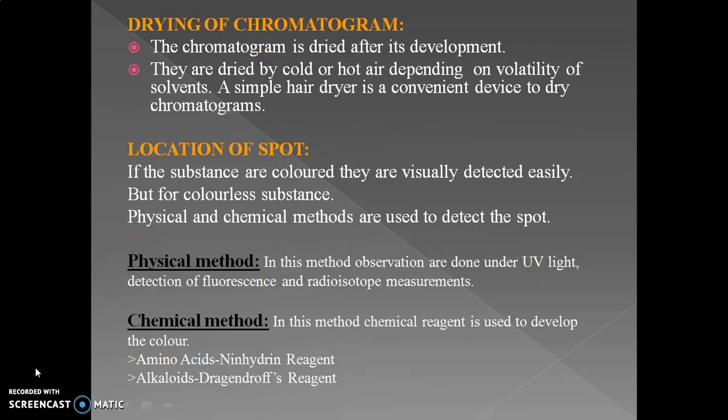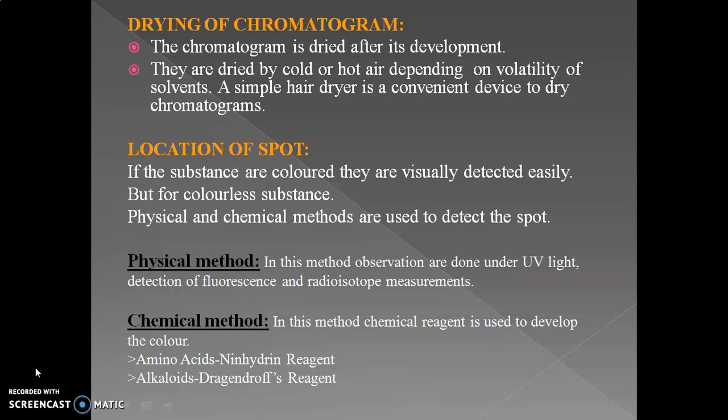Then how to dry? Drying of chromatogram. The chromatogram is dried after its development. It is dried by cold or hot air depending on the volatility of the solvent. A simple hair dryer is a convenient device to dry the chromatogram.